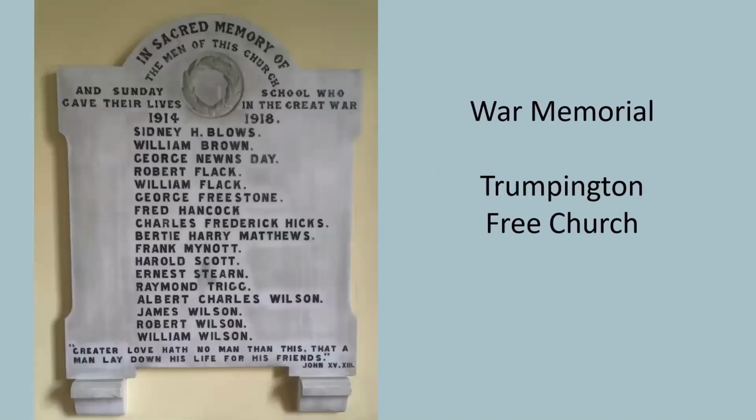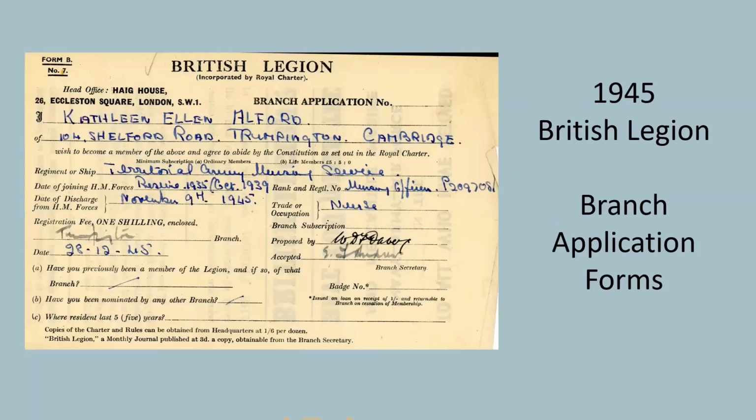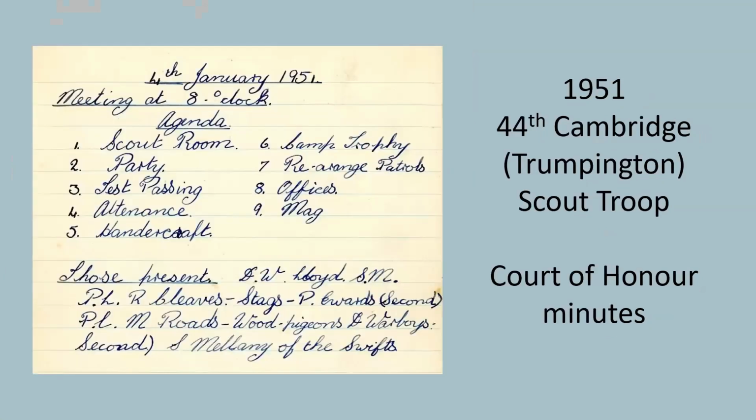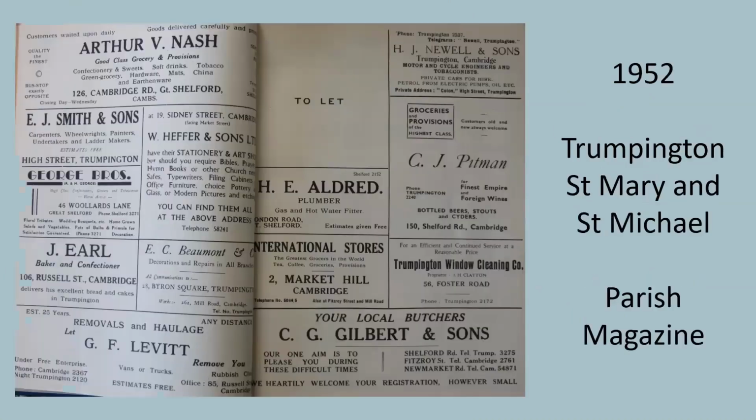And finally, particular local records from the village itself, such as this war memorial in the Free Church, which supplements the main village war memorial. Application forms for the local branch of the British Legion. Registers of the Trumpington Allotment Society. Record books of the 44th Cambridge Trumpington Scout Troop. The parish magazine, with all its advertisements telling us who ran a business and where.